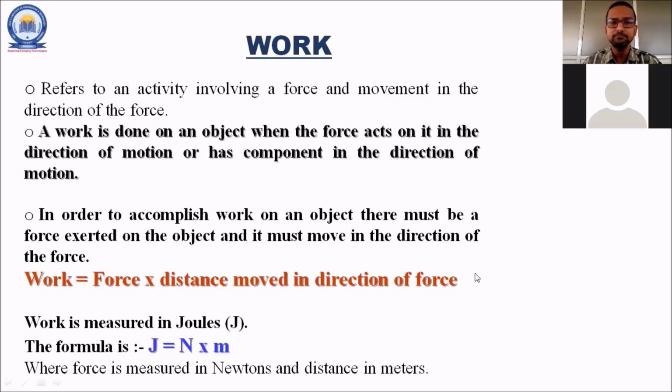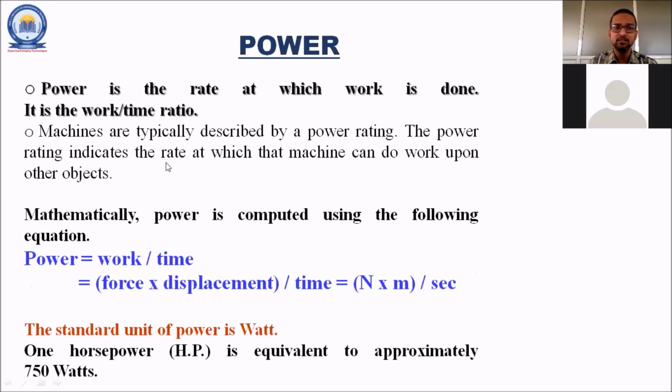Very easy to understand. Next concept, that is power. Power is the rate at which work is done, or work done per unit time. Mathematically, power is equal to work upon time. Standard units are Newton meter per second. Also the power is expressed in terms of watt. When we consider automobile engines, we are using the power unit horsepower, and 1 horsepower is equivalent to approximately 750 watts. So this is some of the basic understanding related to power.